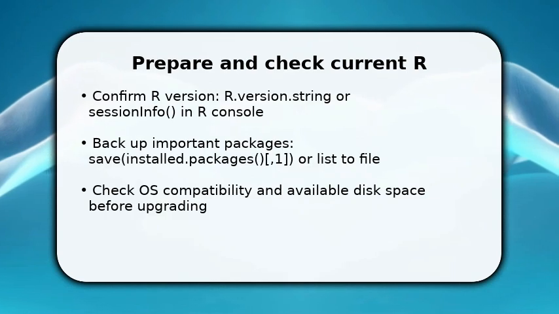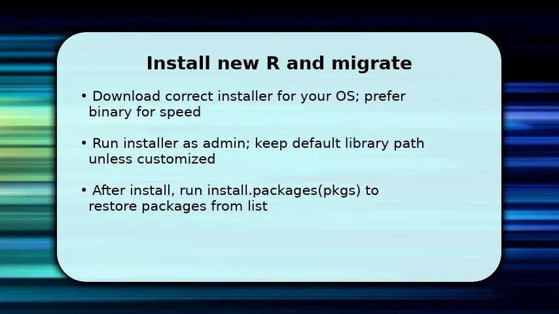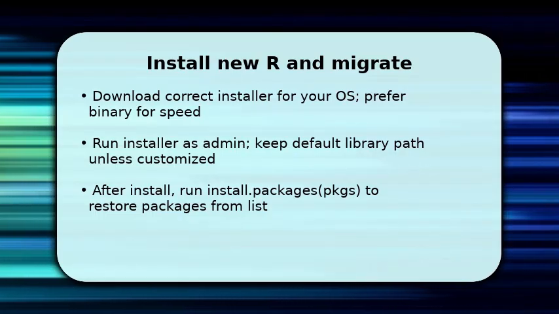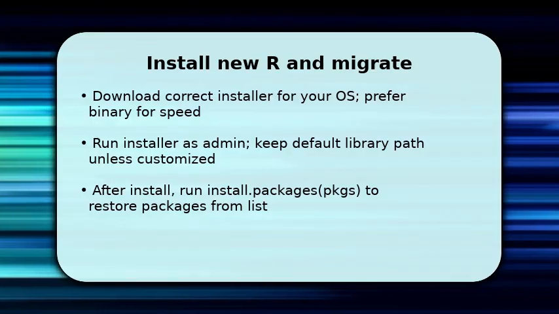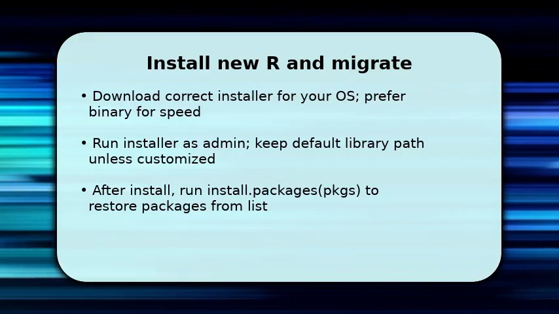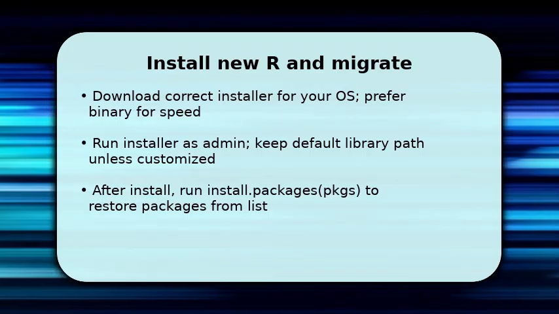You now perform the installation. Run the R installer you downloaded and accept defaults unless you use a custom library path. Install as administrator to avoid permission issues. Once the base R is updated, start R and point to your previous library if needed. Use update.packages with checkBuilt equals TRUE and ask equals FALSE to rebuild packages compiled under the prior R. Then reinstall any missing packages from your saved list with install.packages. This ensures compiled code and dependencies match the new R.